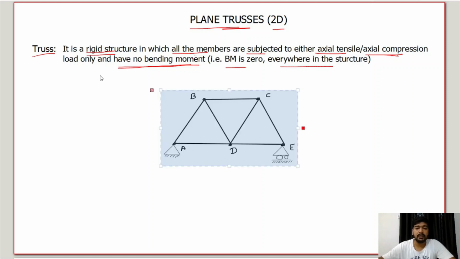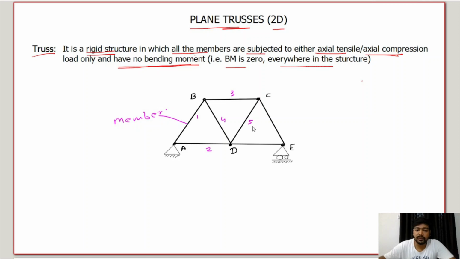So let's see the truss. In this example of truss, it is composed of the members. The members are AB, BD, AD, DC, CE, and DE. Okay, these are the members. So how many members are there in this? This is the first member, second one, third one, fourth one, fifth, sixth, and seventh. So this truss is composed of 7 members, right?